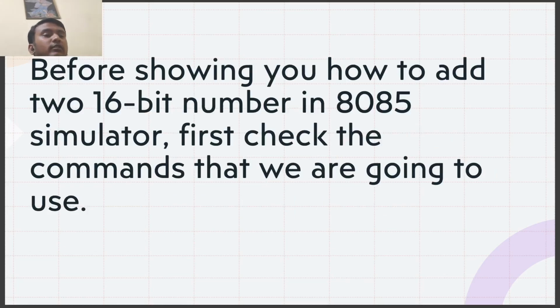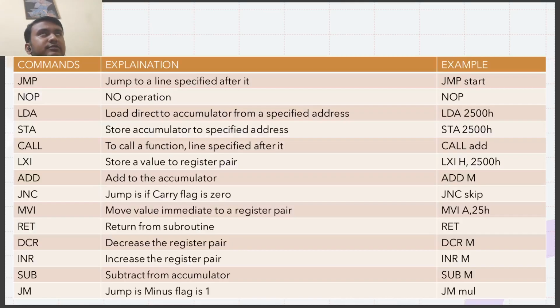So before showing you how to add two 16-bit numbers in 8085 simulator, first check the commands that I am going to use in this presentation. So the first command is JMP, jump to a specific line that is written after it, like I am going to jump start. Then NOP, no operation. LDA is load direct to accumulator from a specific address.